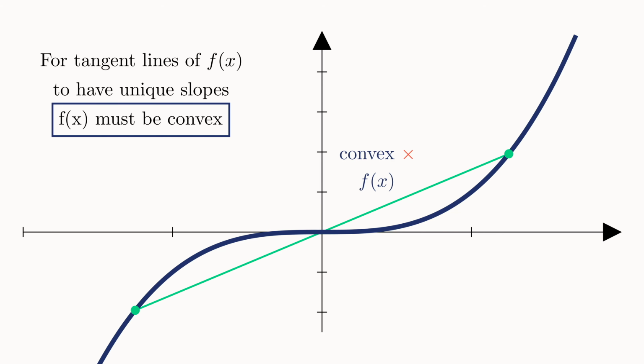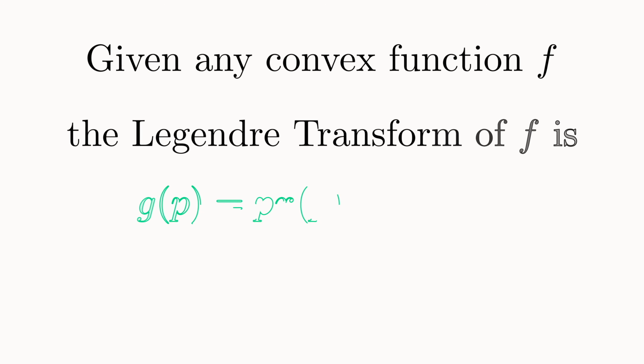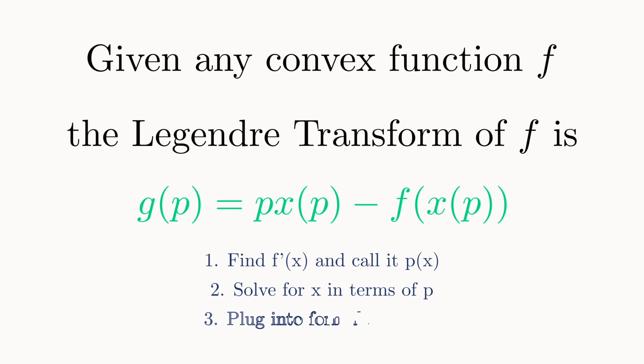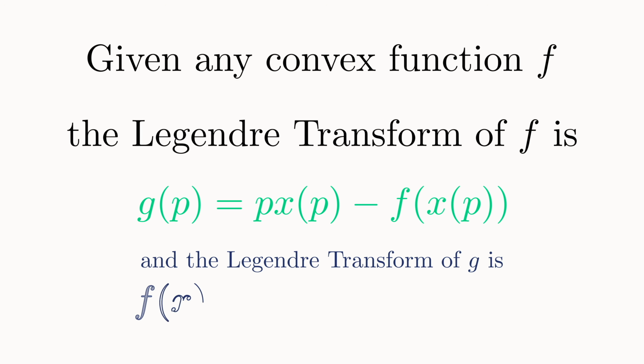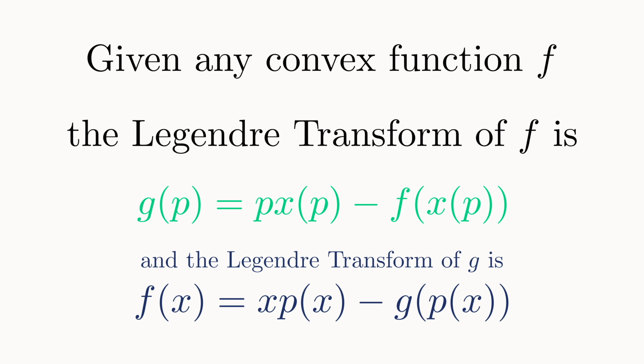So in general, given any convex function, we can always find the Legendre transform of it by applying this formula with just 3 simple steps. And since this always produces a convex function g, we are guaranteed to arrive back at the original f whenever we apply the Legendre transform to g.